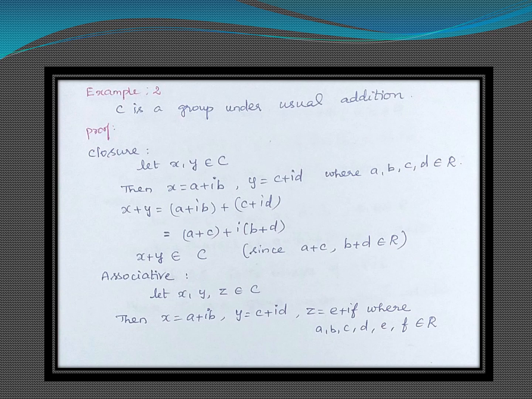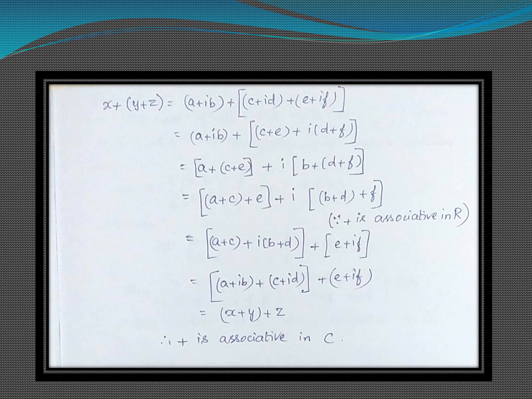For this, we have to take three elements from C. x, y and z belong to C. Then x is equal to a plus ib, y is equal to c plus id and z is equal to e plus if, where a, b, c, d, e, f all belong to R. Then x plus y plus z is equal to a plus ib plus c plus id plus e plus if, equal to a plus ib plus c plus e plus i into d plus f, equal to a plus c plus e plus i into b plus d plus f.